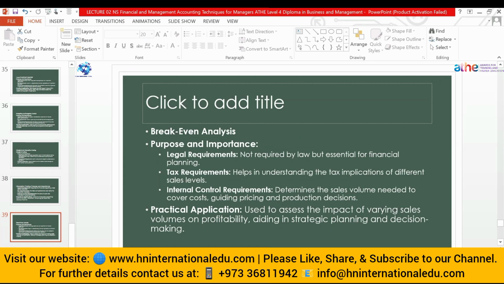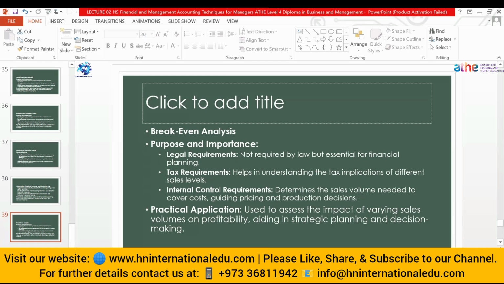It is progressive. It determines the sales volume needed to cover the cost, guiding the pricing and production decisions. Whatever price is allotted in the production department, and even when we are deciding that this will be the price, we need to see that our cost is covered. And the rest of the price which we put upon that specific product is going to be considered as our profit.